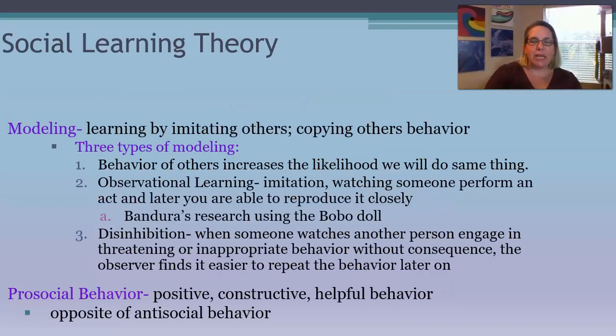Okay, so modeling here, learning by imitating others, copying other people's behavior. So there's 3 types of modeling that happens. The first one, the behaviors of others increases the likelihood that we'll do the same thing. So for example, if we see a fight break out in the boys' bathroom and a couple people are already videotaping it, then we might be more apt to take out our phone and videotape it as well.